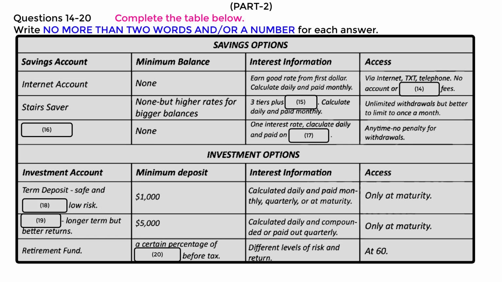With our Stairs Saver scheme, the more you save, the higher interest you earn. Again, there's no minimum balance, but as your balance grows, you'll earn higher interest rates. There are 3 interest tiers or steps, plus bonus interest. Interest is calculated daily and paid monthly. Now, what about access to your money? You are free to make as many withdrawals as you like, but if you restrict them to 1 a month and your balance increases over that month, then you'll earn that bonus interest.